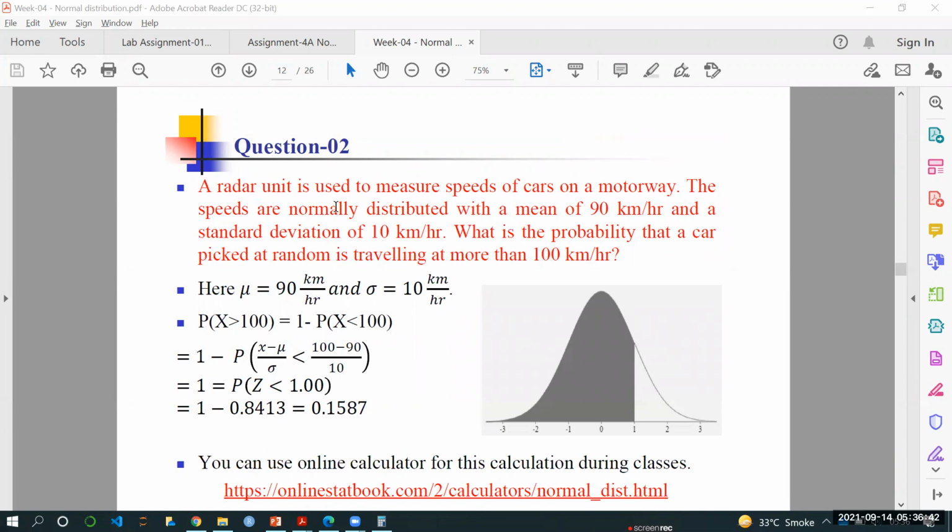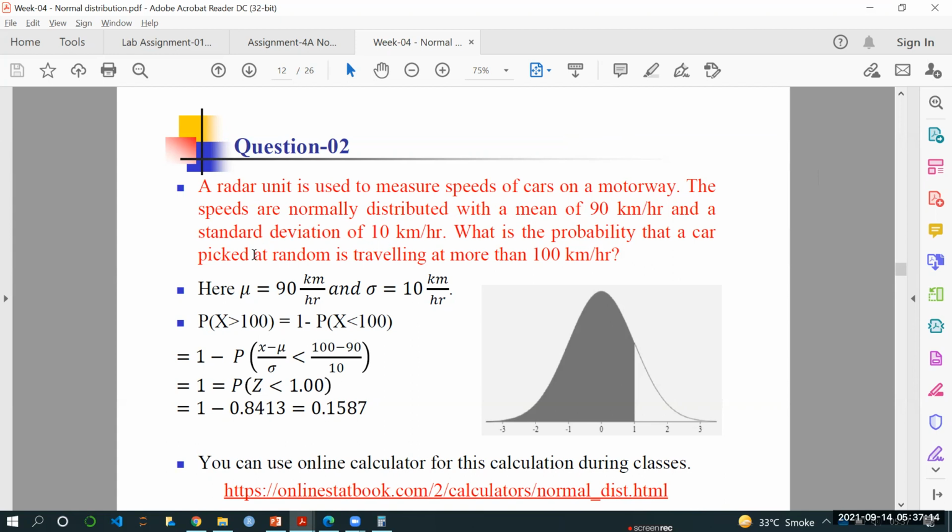A radar unit is used to measure speed of cars on a motorway. Like, you know that highway police have vehicles that can measure the speed. The speeds are normally distributed with a mean of 90. So average car speed is 90 km per hour. There is fluctuation, like small cars, four-wheel drives or whatever, a variation of speed like 10. So 90 plus or minus 10, or 90 plus or minus 2 times 10, or 3 times 10.